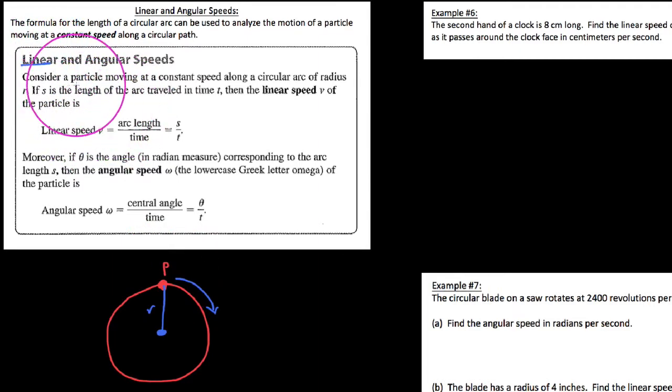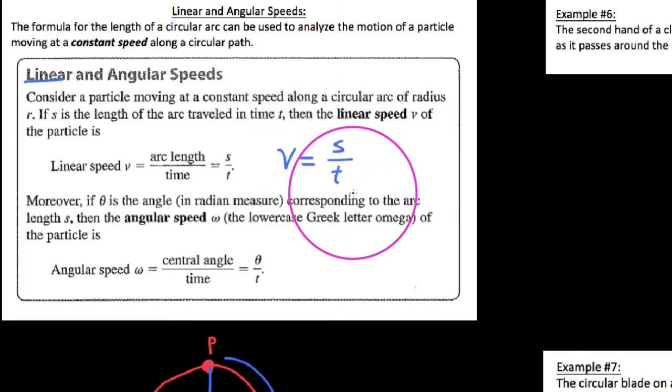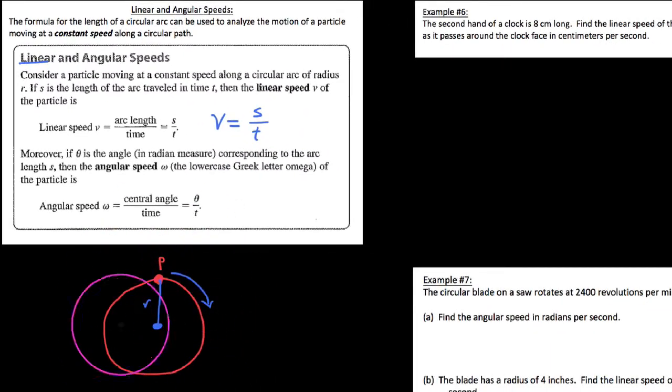Okay, so we're going to start by defining what we mean by linear speed. Consider a particle moving at a constant speed along a circular arc of radius r. If s is the length of the arc traveled in time t, then the linear speed of the particle, which we'll give by the lowercase Roman letter v, is given by the arc length over time, or s over t. So our linear velocity formula is however much distance you travel around the outside of this circular path over time.